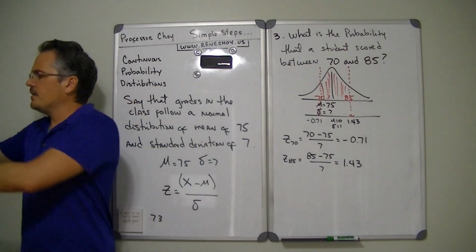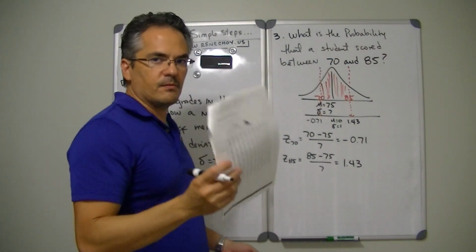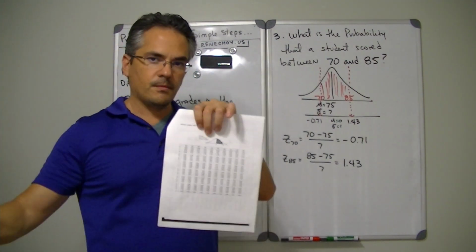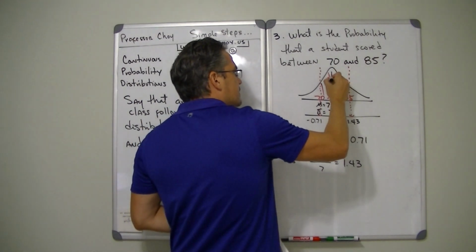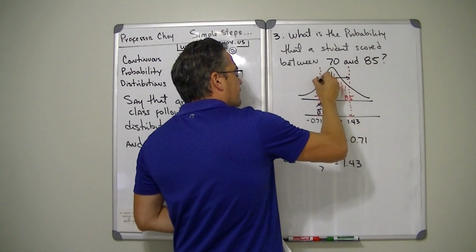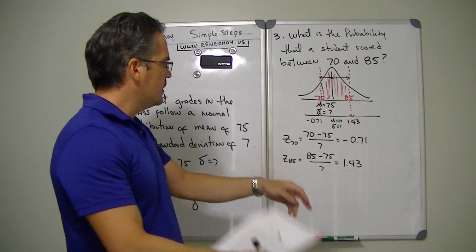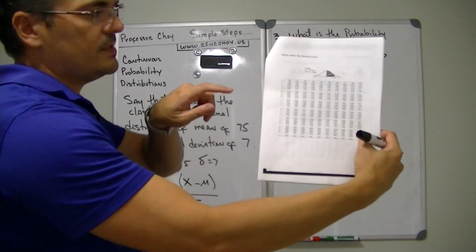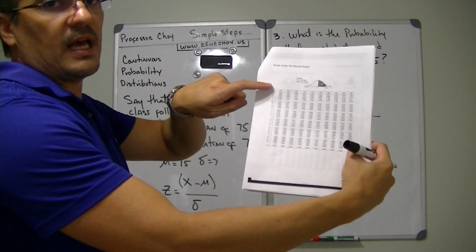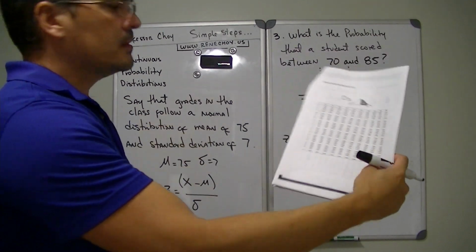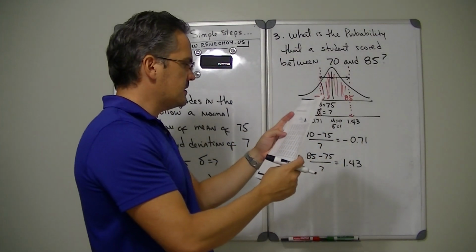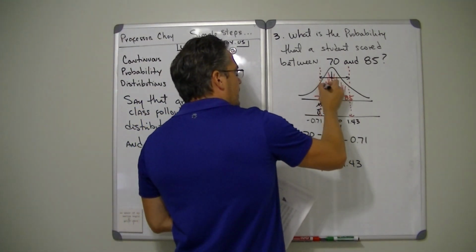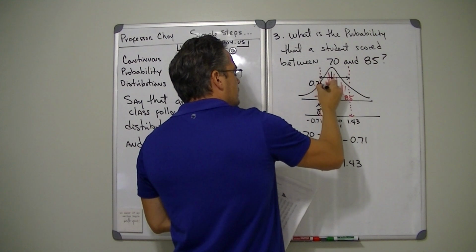Again, on the table that I have, and there are different tables out there that you can find, in the one that I have, they're always giving me the probability between the center and the number. That's what you're being given here. So when I take this negative 0.71, to find it, I got to go to 0.7 on the side and then slide to the right to 1. Probability is 0.2611. So probability of this area is 0.2611.